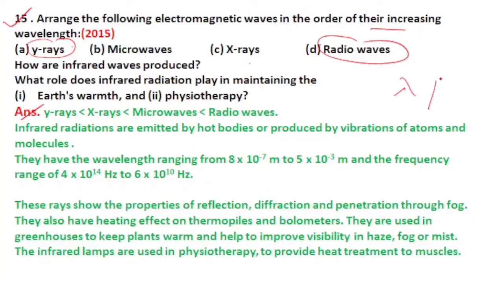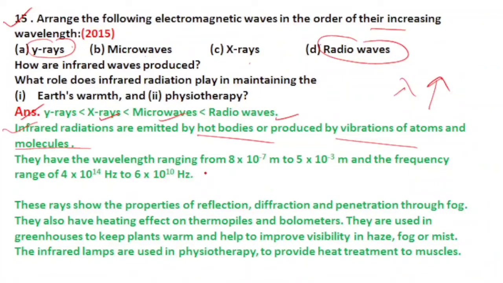So, wavelength in the increasing order: first gamma rays with minimum wavelength, then X-rays with more than gamma rays, then microwaves, and maximum wavelength, radio waves, right? Now, how are infrared waves produced? We already discussed this question. These are emitted by hot bodies or produced by vibration of atoms and molecules.